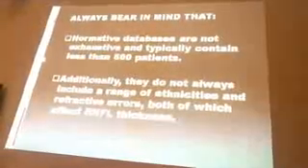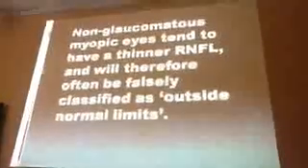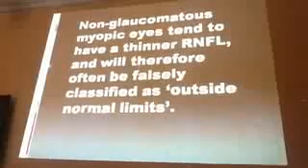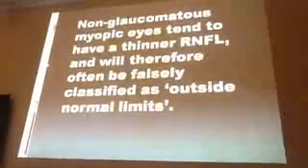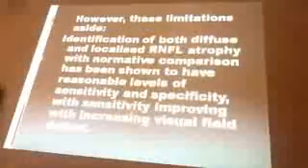Always bear in mind that normative databases are not exhaustive and typically contain less than 500 patients. Additionally, they do not always include a range of ethnicities and refractive errors, both of which affect retinal nerve fiber layer thickness. Non-glaucomatous myopic eyes tend to have a thinner retinal nerve fiber layer and will therefore often be falsely classified as outside normal limits, when actually the problem is the high myopia.